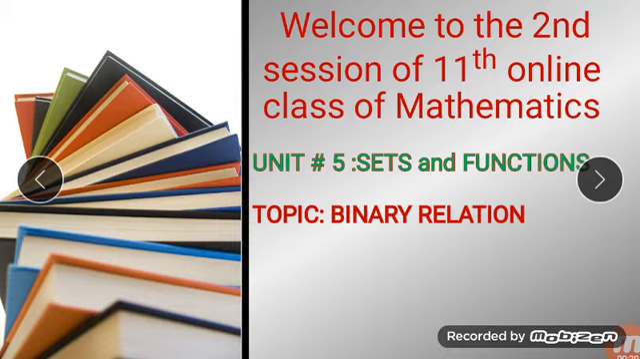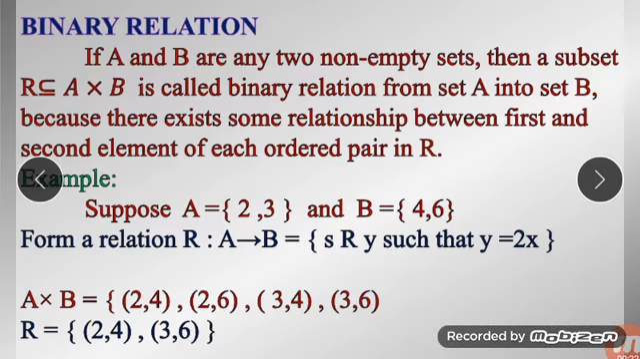the topic binary relation. If A and B are two non-empty sets, then a subset R subset A cross B is called binary relation from set A into set B, because there exists some relationship between the first and second element of each ordered pair in R.